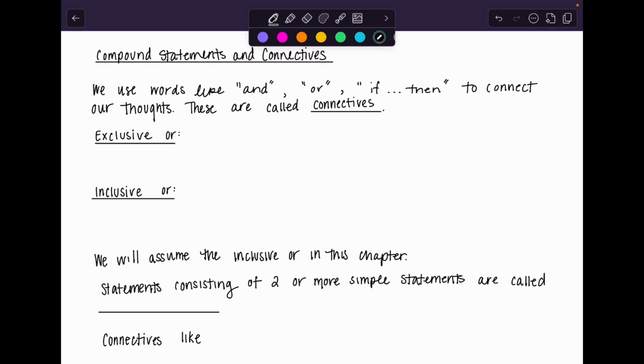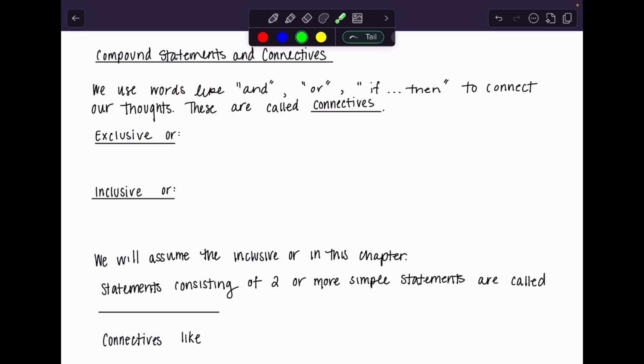So if you remember from English class learning about compound sentences, it was two different thoughts combined into one, and you would use the phrases like and, or, if this happens, then this happens kind of thing. So these are connectives and they form compound statements. Now, if you think of the word and, that's exactly what it means. This and this are going to happen.